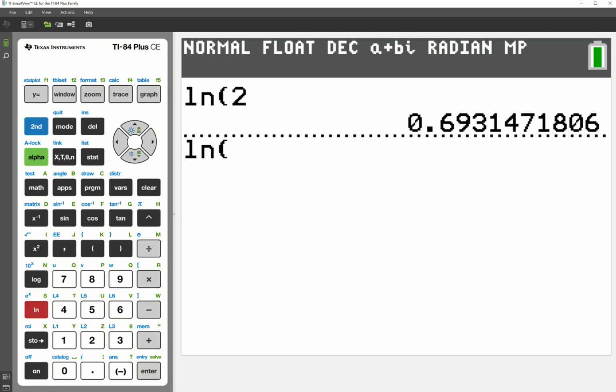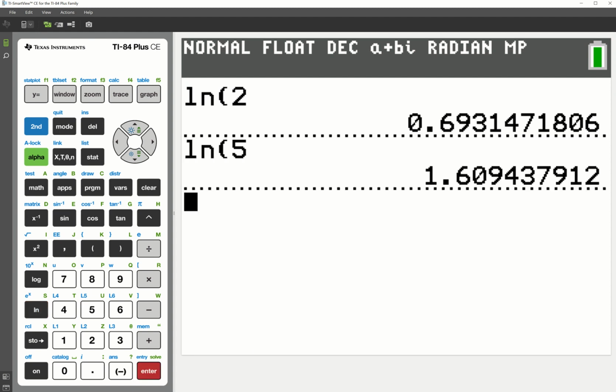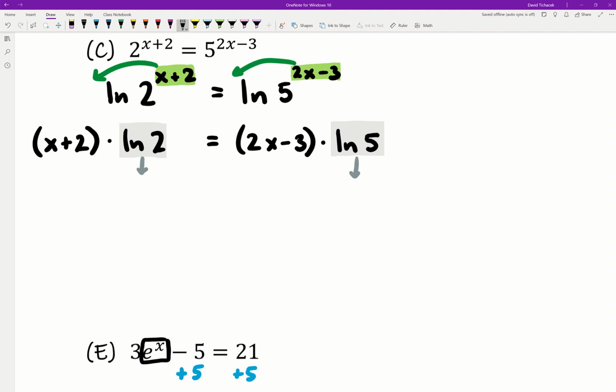And keep in mind, if you had chosen to do the common log here, then in the calculator you would be doing the common log of 2 and the common log of 5. The very ending result will be the exact same no matter which log you pick. So the natural log of 2 we see is going to be 0.693, and the natural log of 5 is going to be 1.609. So let's get those written down here. And then we'll just copy down the rest of the equation as it looks.